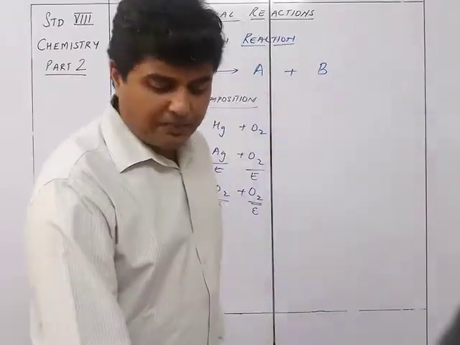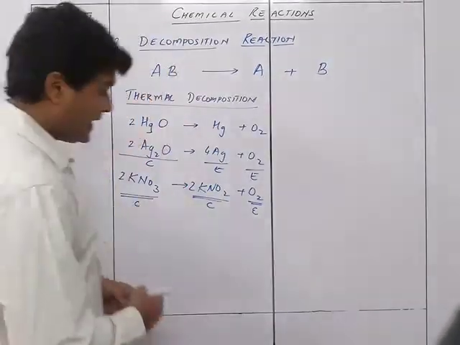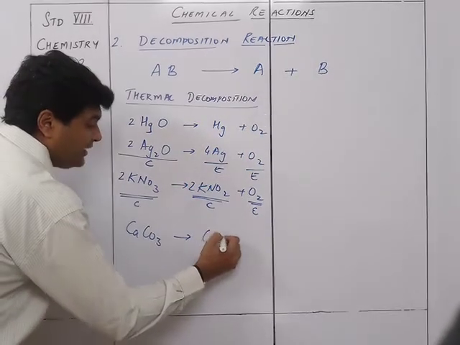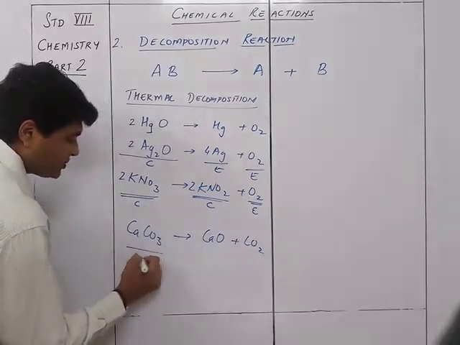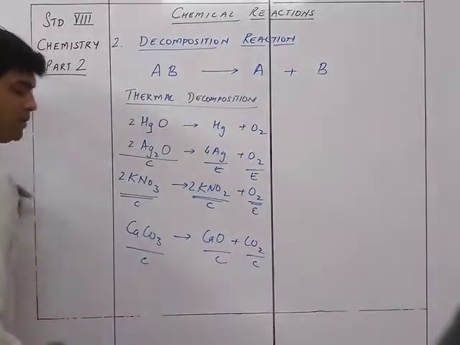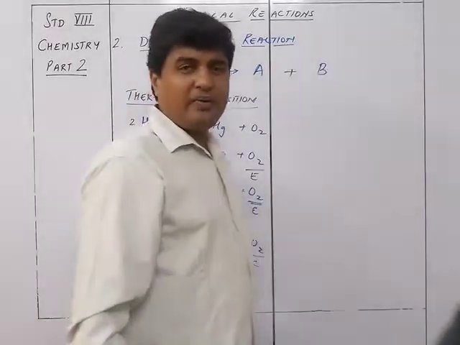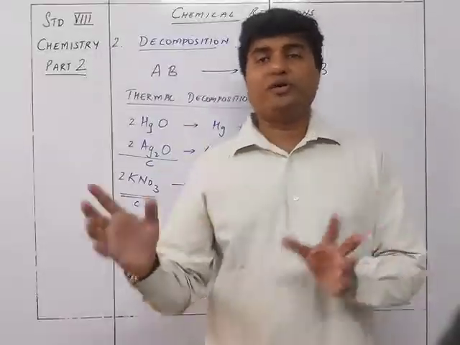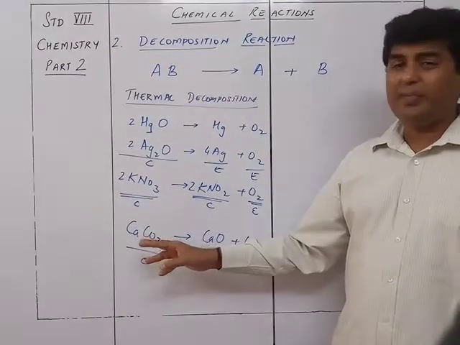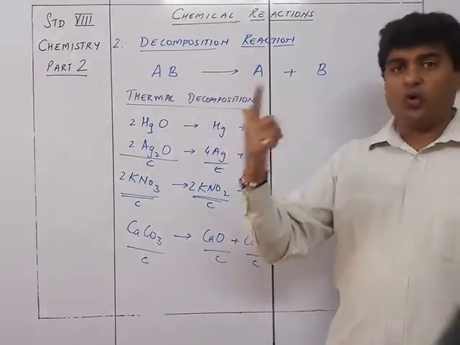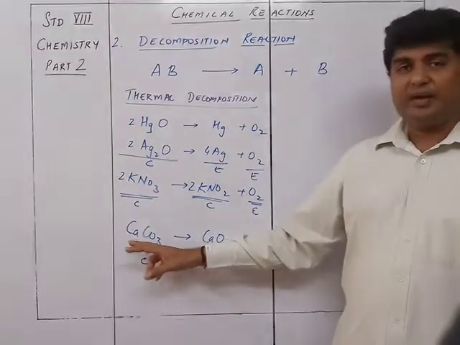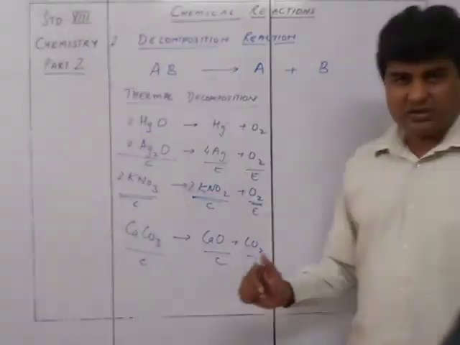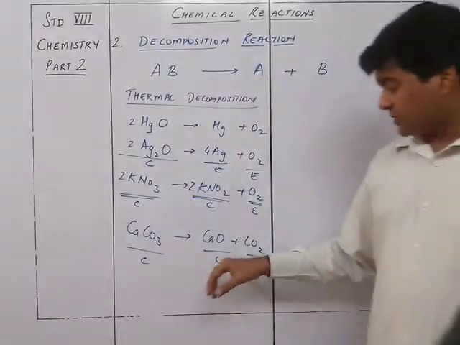The third could be a compound giving you two different compounds. That is when CaCO3 is heated, it gives me CaO plus CO2. You can see this is a compound, this is a compound, and this is also a compound. You know the difference between a compound and an element. An element is made up of just one kind of atom, whereas a compound is made up of two or more different kinds of atoms. CaCO3 has three kinds of atoms: calcium, carbon and oxygen. Here there is calcium and oxygen, and here carbon and oxygen.